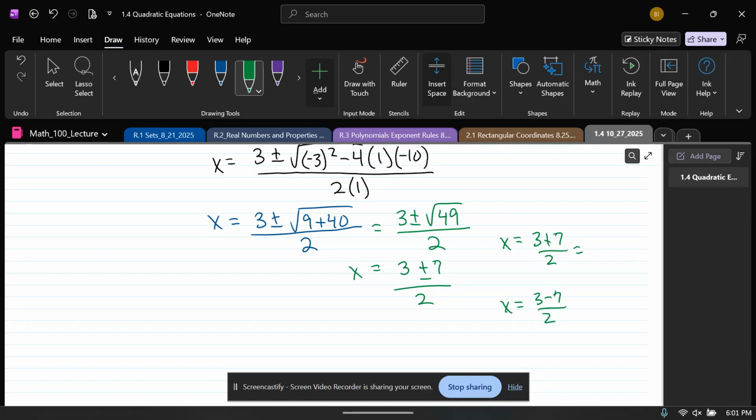Because those are regular numbers now. I don't have a radical in there anymore, because the square root of 49 was just a regular 7. So that allowed me to split it apart. Because now I can do 3 plus 7 and get 10 and then divide that by 2. And I can do 3 minus 7, get -4, and then divide that by 2. And that's going to give me my two answers. So that's 10 over 2, which is 5. That's -4 over 2, which is -2.